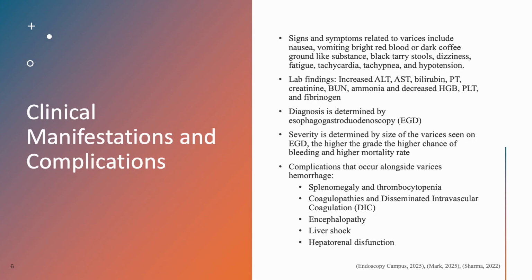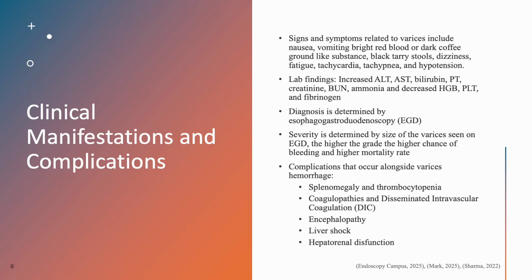platelets and fibrinogen. Diagnosis is determined by an EGD, and severity is determined by the size of the varices, which is seen on EGD. The higher the grade, the higher the chance of bleeding, and the higher mortality rate. Grade 1 varices extend just above the mucosal level. Grade 2 varices project about 1/3 of the diameter and cannot be compressed by air insufflation. And grade 3 varices project up to 50% of the diameter and are in contact with each other.